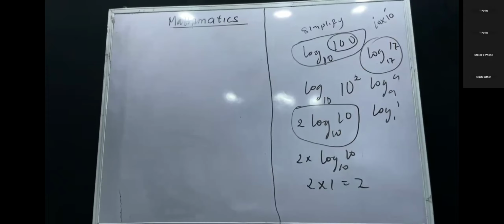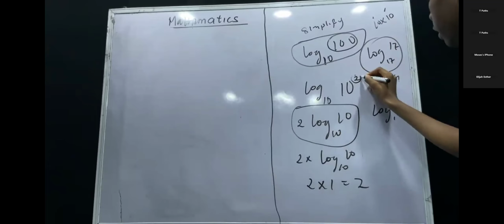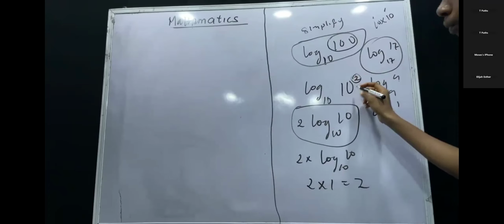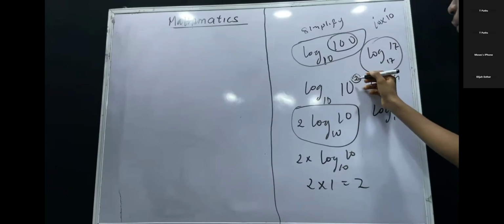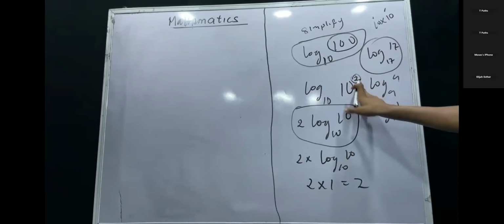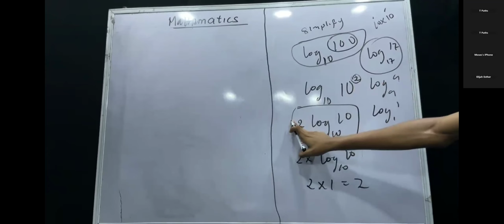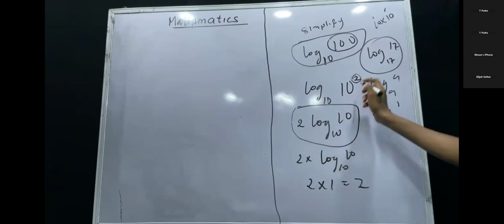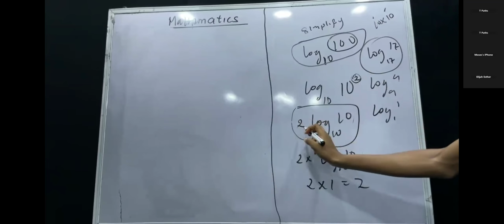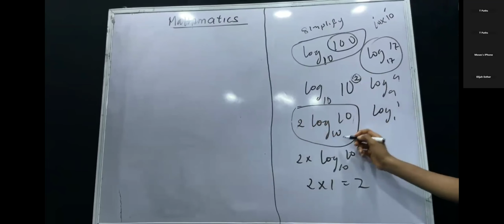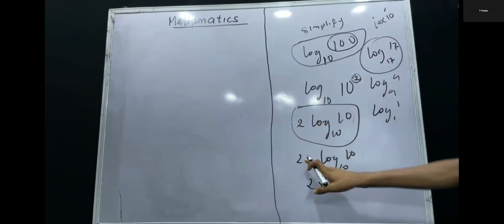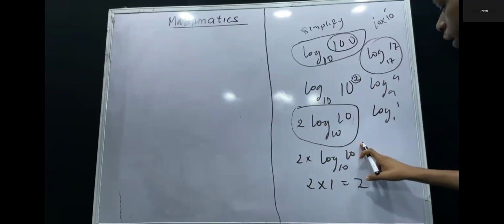So now another thing is I want to take away this index or this power from the value I have here. So from logarithm, when you have something like this, you bring it to the front of the logarithm expression. So I'm bringing these 2 to the front of the logarithm expression. Now I have 2 times log 10 to base 10.